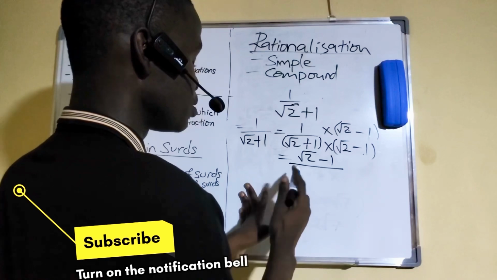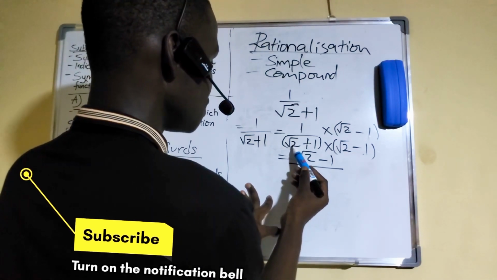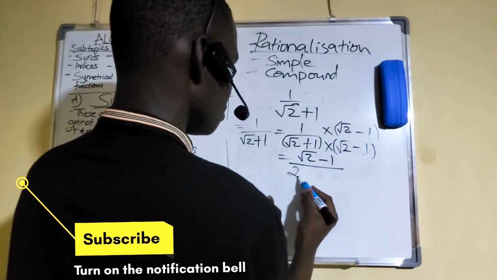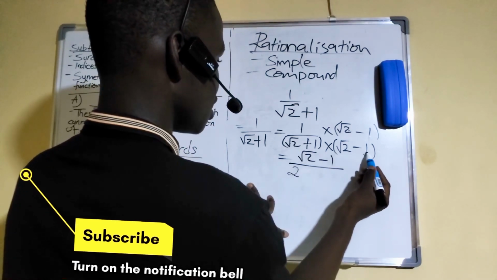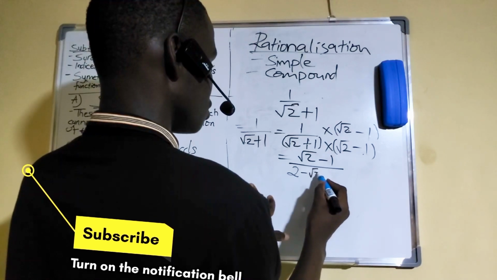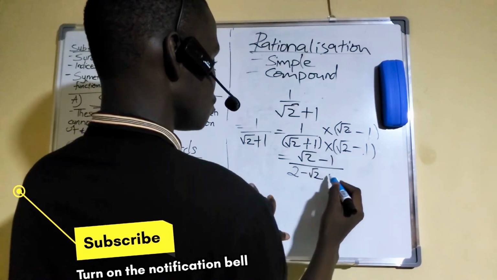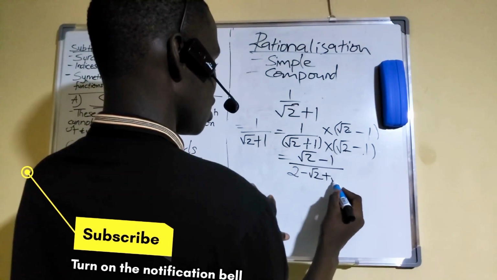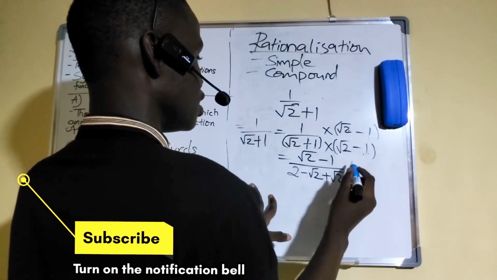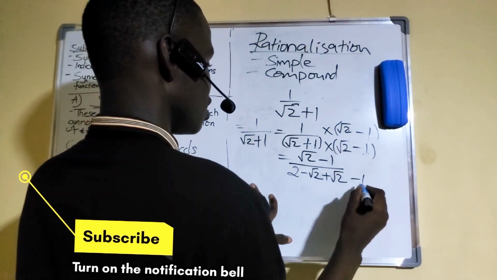From our basic multiplication, I can continue this by saying root 2 times root 2, which gives me a 2. Now root 2 times negative 1, this will give me negative root 2. Now 1 times root 2, this should give me a plus root 2. Now 1 times negative 1, this gives me a negative 1.